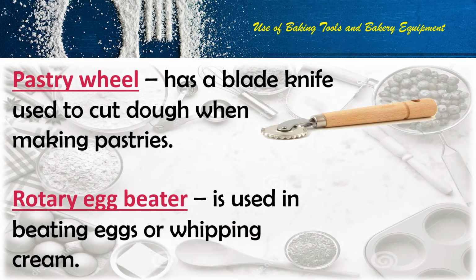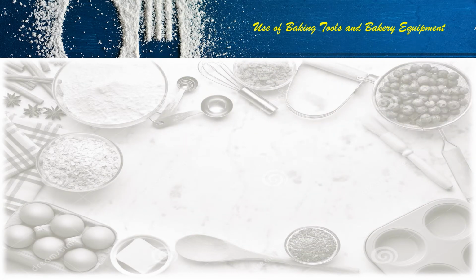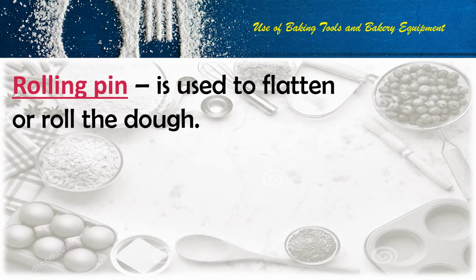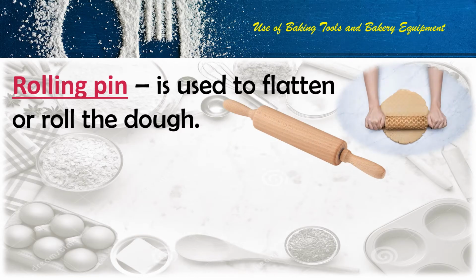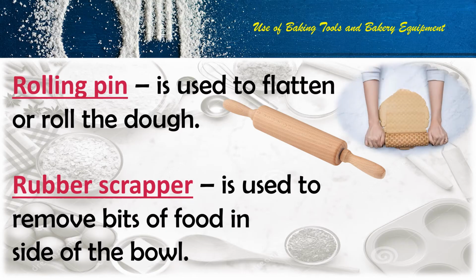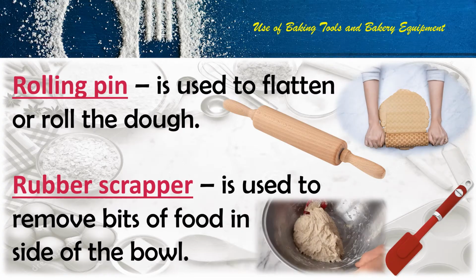Next is we have the rotary egg beater used in beating eggs or whipping cream. Next, rolling pin. It is used to flatten or roll the dough. So this is an example of a rolling pin. Next is we have the rubber scraper used to remove bits of food inside of the bowl. So it is made of silicone.